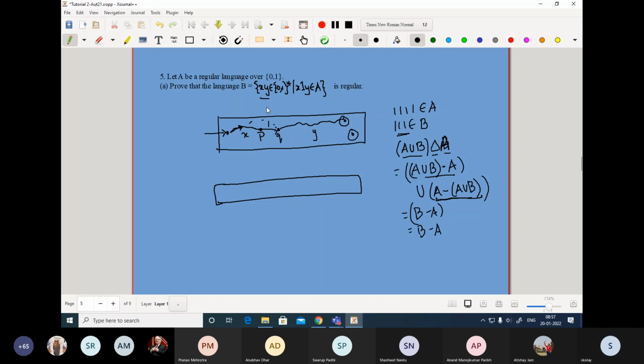Ma'am, can we do it like this: from P to Q, either we get 0 or we get 1, we go from P to Q, and all the final states we go to a pre-final state. I did not understand. At P, if I get 0 or 1, what do I do? I go to Q. Okay. And for all the final states, I make the pre-final states the final states. Yeah, you have to prove why this is correct, because you may be accepting something much more than B.